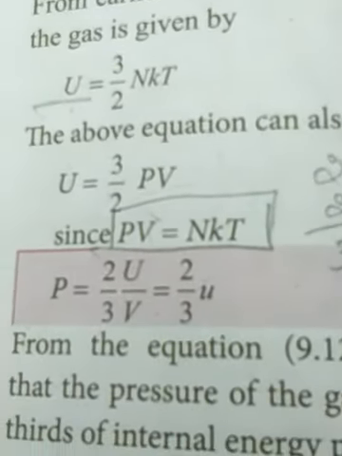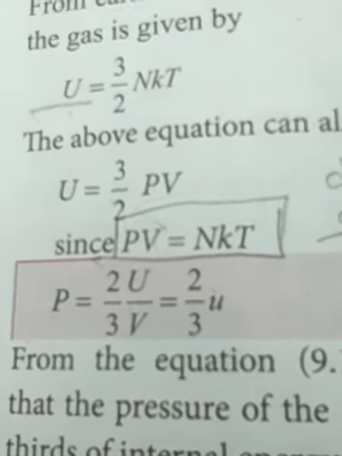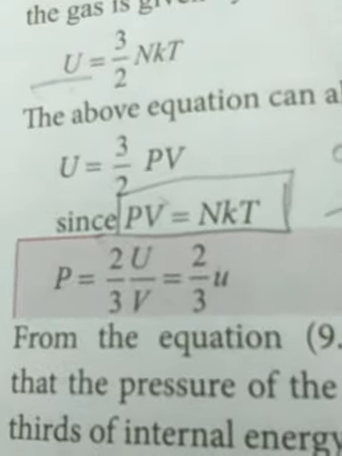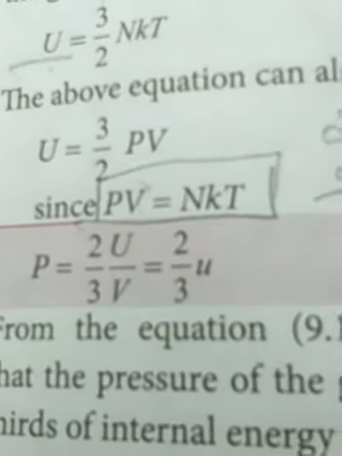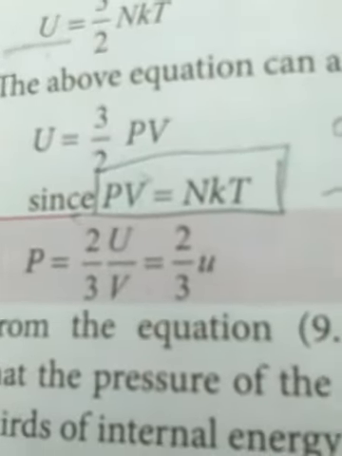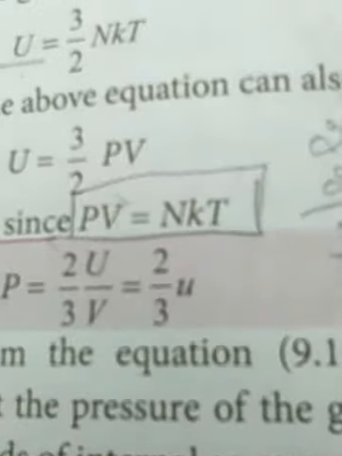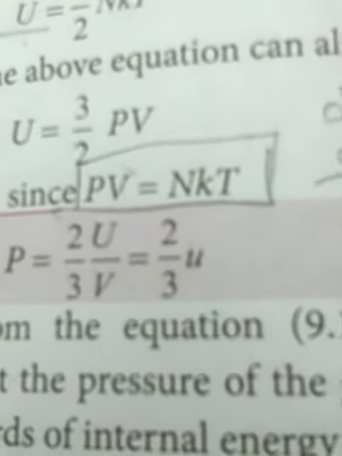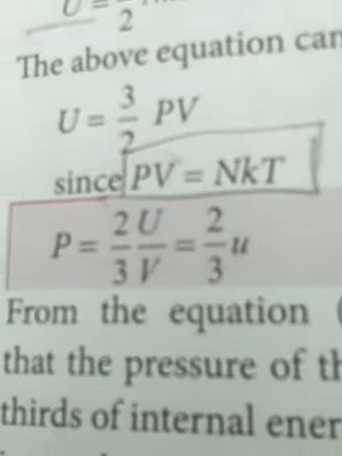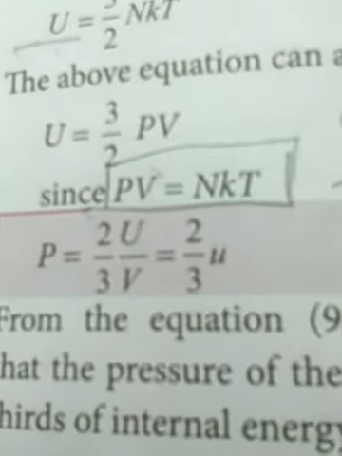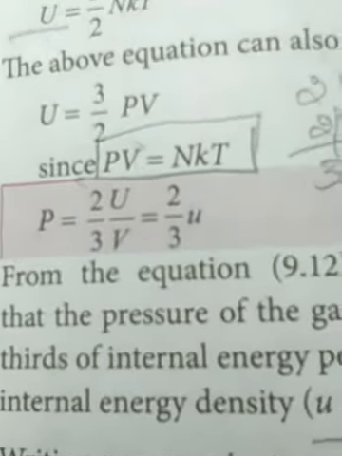Okay, next we have to find out the P value, the pressure value. Now how do we find it out? The P you keep on this side, 3 by 2, and V goes to the other side. So the 3 by 2 comes inversely as 2 by 3. It's changing to 2 by 3. V is a multiplication, so it goes as 1 by V. So what value do we find? P equal to 2 by 3 U by V. Okay, so now we get the value.